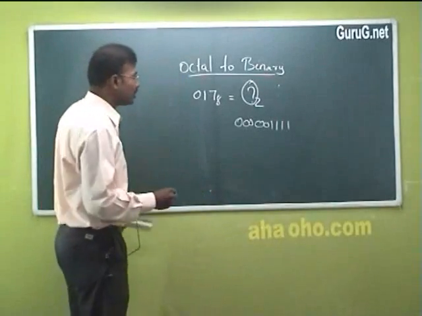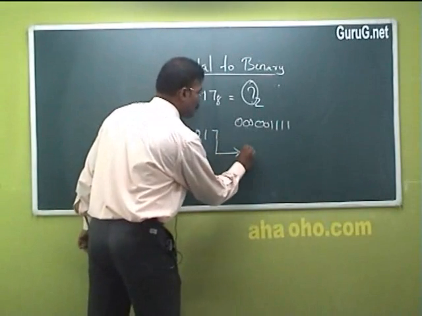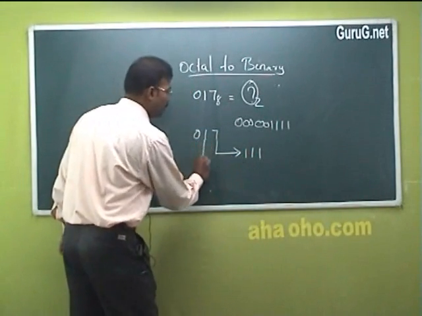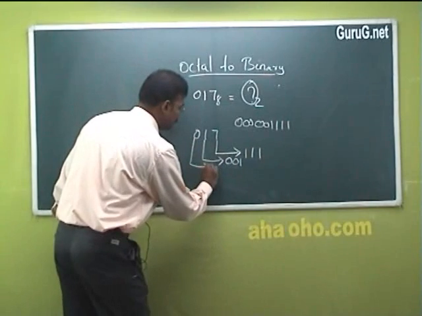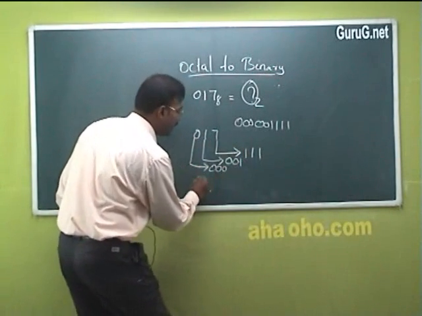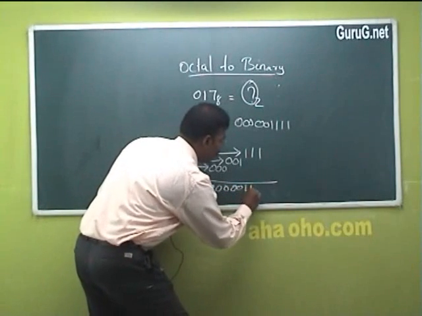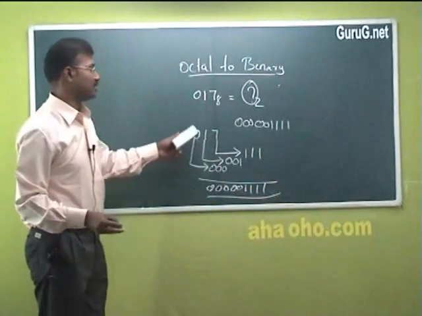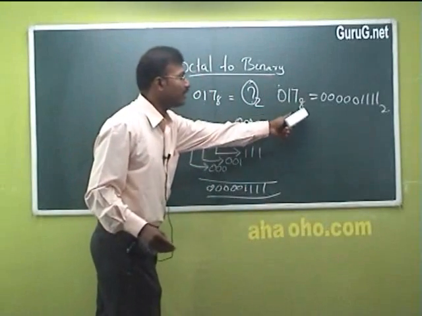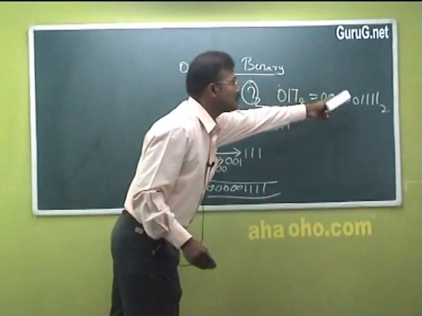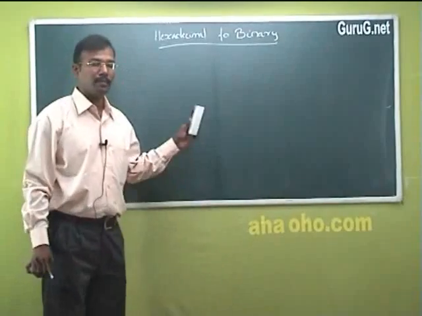Another form of representation you can do like this: 0 1 7. The first one, 0 0 0. Second one, 0 0 1. Third one, 1 1 1. You concatenate these things. It will be 0 0 0 0 0 1 1 1 1. So this is the binary representation for 017 in octal. So you can write like this: 017 of 8 is equal to 000001111 of 2. The next conversion is hexadecimal to binary conversion.